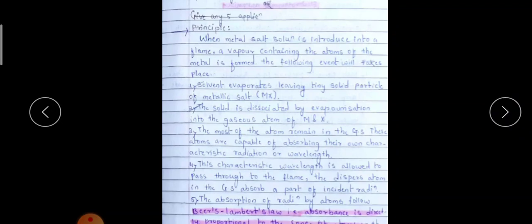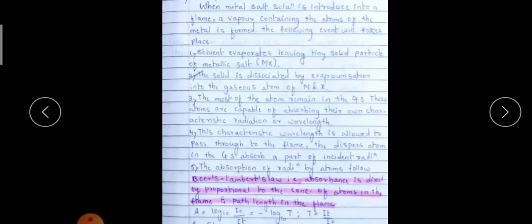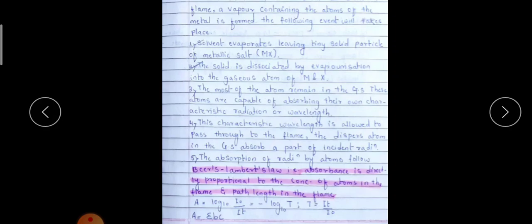This characteristic wavelength is allowed to pass through the flame. The dispersed atoms in the ground state absorb a part of the incident radiation, and the absorption of the radiation by atoms follows Beer-Lambert's law. That is, the absorption is directly proportional to the concentration of the atoms in the flame and the path length in the flame. Have you got this particular thing?